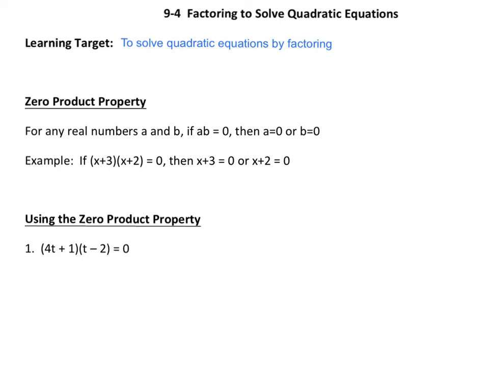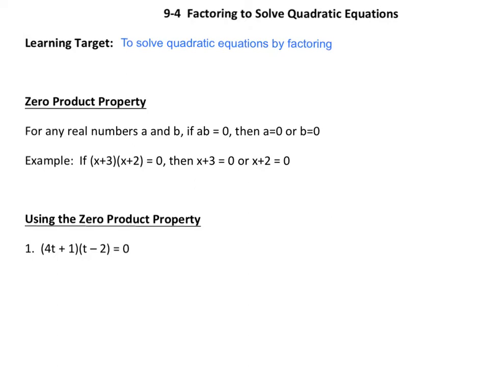9.4 Factoring to solve quadratic equations. Learning target: to solve quadratic equations by factoring. We're going to use the zero product property, which states for any real numbers a and b, if a times b equals 0, then a equals 0 or b equals 0.